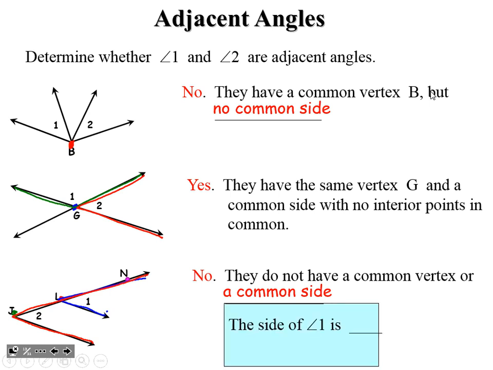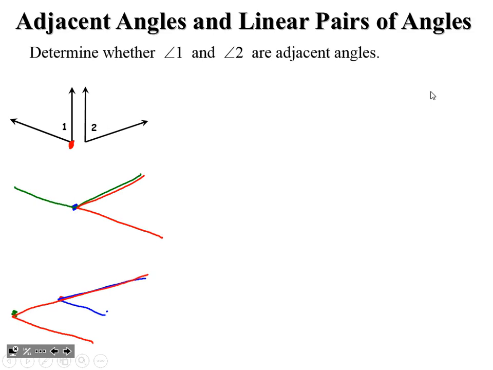So we're looking at this. This is just a little bit more of that example. The side of angle 1 that I just highlighted was L to N, and the side of angle 2 was J to N. When we write that down, they're different rays. In order for it to be the same side, it has to be the same ray. All right.